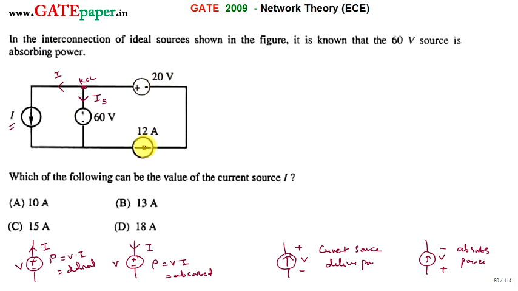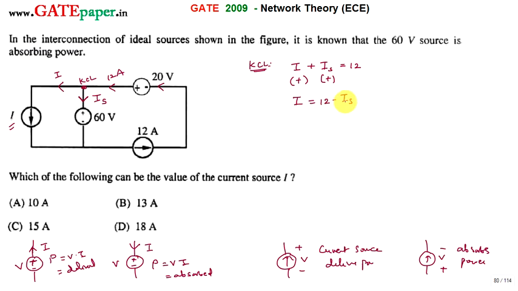Since this 20 volts source and the 12 amperes source are in series, the same current flows in both elements. So the current flowing through this 20 volts is also 12 amperes. Now by applying KCL at this node, taking incoming currents as negative and outgoing currents as positive, I plus IS is equal to 12 amperes. We are going to calculate I. Both are positive currents only. So I is equal to 12 minus IS.